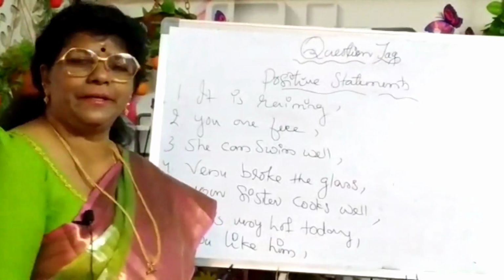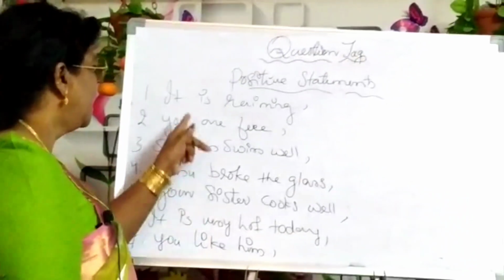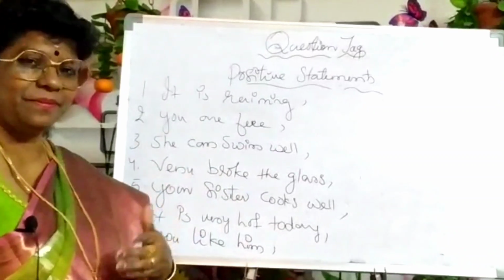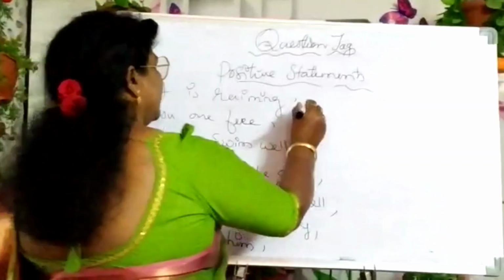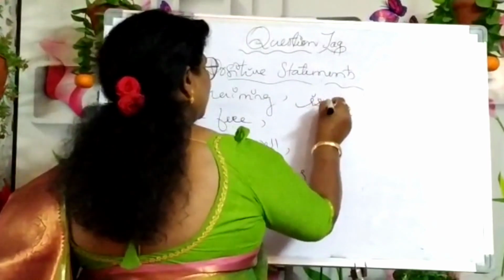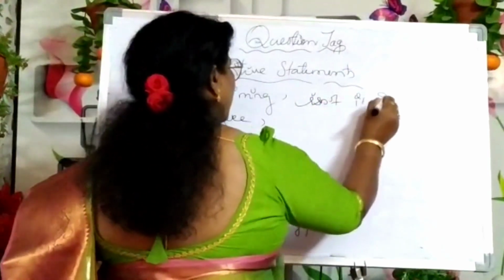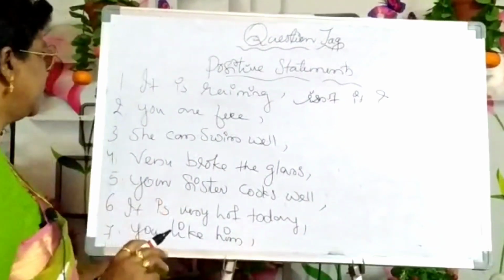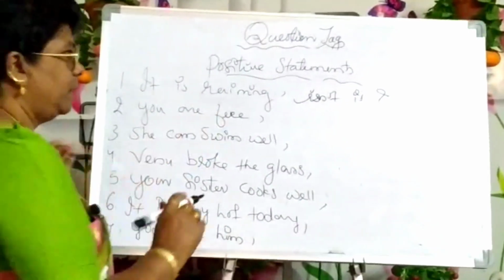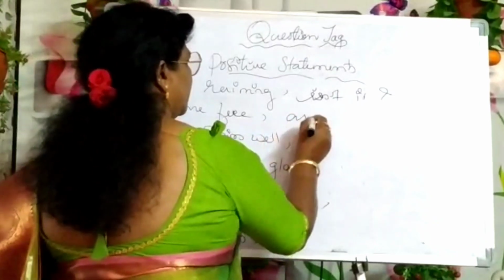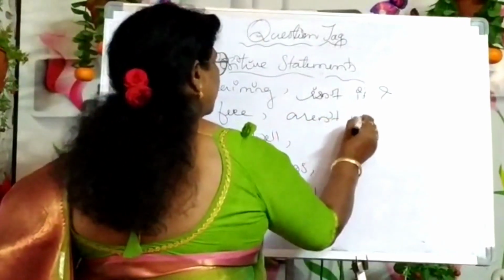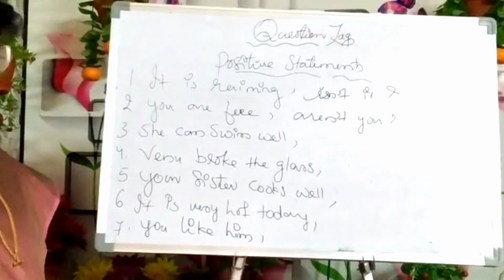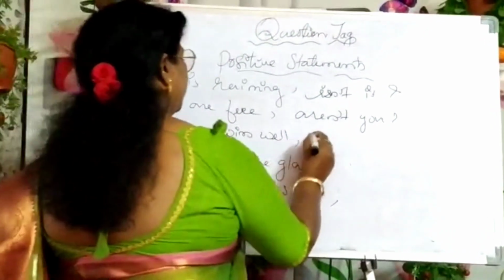Okay, fine. Let us do some exercises. It is raining. Positive sentence, so negative tag: isn't it? Don't forget to put the question mark also. That is important. You are free, aren't you? You can swim well, can't she?